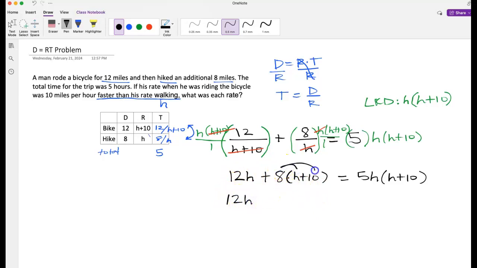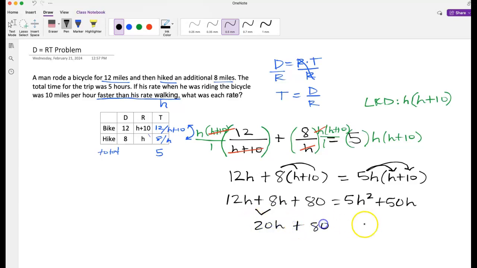But here I need to distribute that 8 through. So I get 8h plus 80. And then here I'm going to distribute that 5h through to both of them. All right, so 5h times h is 5h squared, and 5h times 10 is plus 50h. All right, so now let's simplify what we have here. That adds up to be 20h. And then I still have plus 80 equals 5h squared plus 50h.